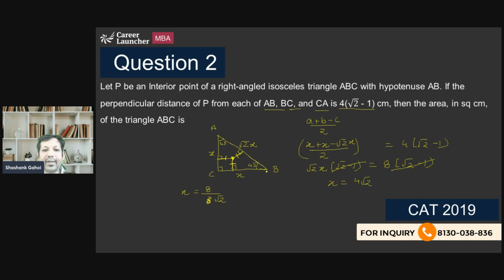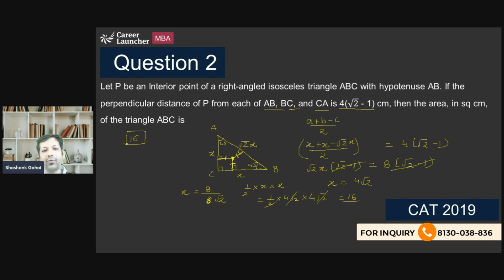Now, what is the area of this triangle? That is going to be half into x into x. So that is going to be half into 4 root 2 into 4 root 2. So root 2 cancels out. So basically the answer comes out to be 16. So the answer of this question is going to be 16.